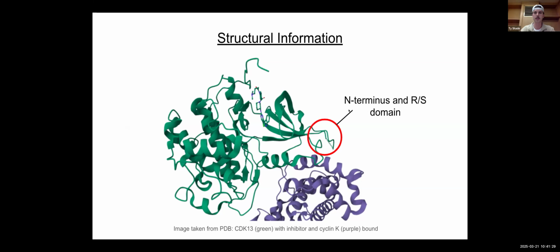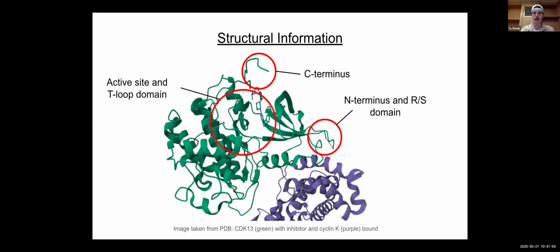So this marks the N terminus and the RS domain. The RS domain would be here, and it's rich in arginine and serine, which is important in binding RNA polymerase II, its target. It's also important in binding nuclear import machinery, so it can get across the nuclear envelope. This is the C terminus, marking the C terminal domain here.